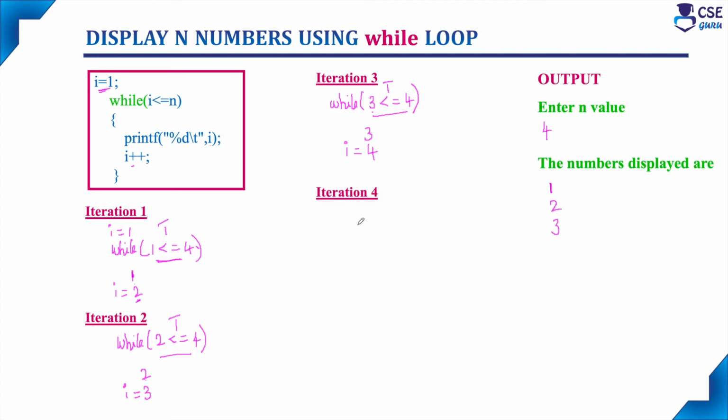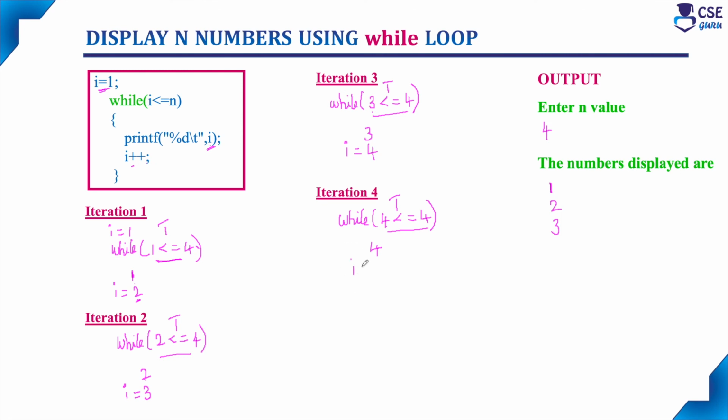Next, consider the fourth iteration. We need to consider the I value as 4. Then check the condition whether 4 is less than or equal to the n value, which is also 4. Here, 4 is not less than 4, but 4 is equal to 4. So the equality condition is satisfied, and anyway the condition is true. Then it will print the I value, so it will print 4.